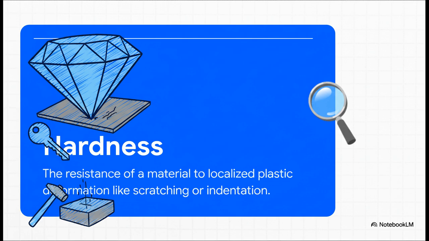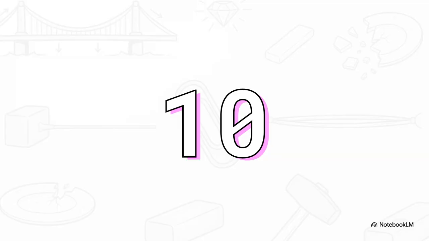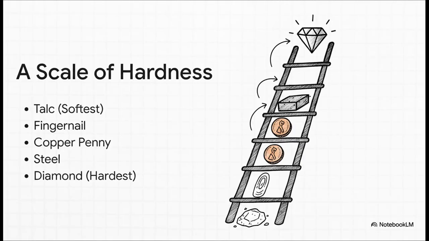So when you ask if something is hard, what you're really asking is, how easy is it to scratch this thing? And who is the undisputed champion of hardness? You already know it's the diamond. It scores a perfect 10 on what's called the Mohs scale. That means it can scratch pretty much any other material on the planet without getting a scratch back. And this just gives you a great mental picture of how that scale works. It's like a ladder. Your fingernail can scratch talc, but a copper penny can scratch your fingernail. Steel will scratch the penny, and of course the diamond at the top of the ladder can scratch every single one of them. It's all relative.